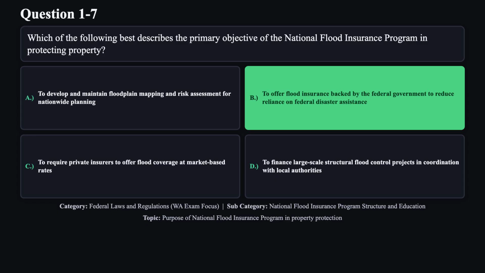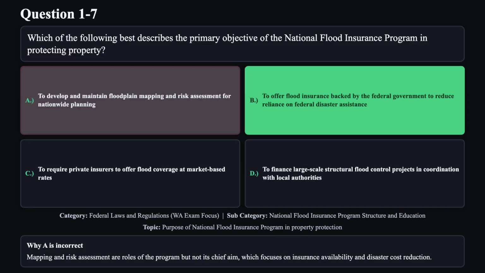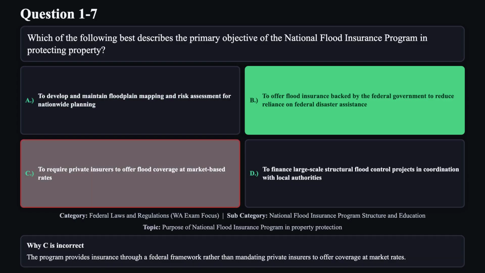The correct answer is B. The National Flood Insurance Program was created primarily to provide federally backed flood insurance that encourages property owners to obtain coverage, thereby reducing the need for costly federal disaster relief after flood events. Reason A is not correct. Mapping and risk assessment are roles of the program but not its chief aim, which focuses on insurance availability and disaster cost reduction.